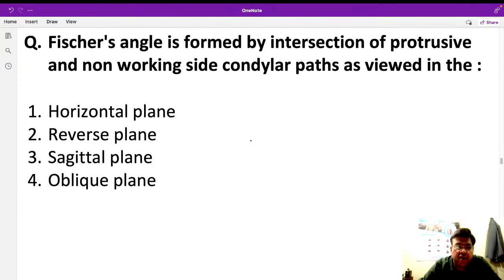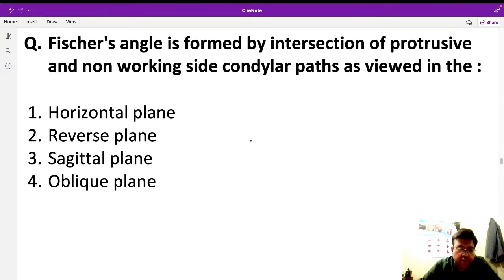What would be the answer to this question? Fissure angle is seen in which plane? Absolutely right. It is sagittal plane.